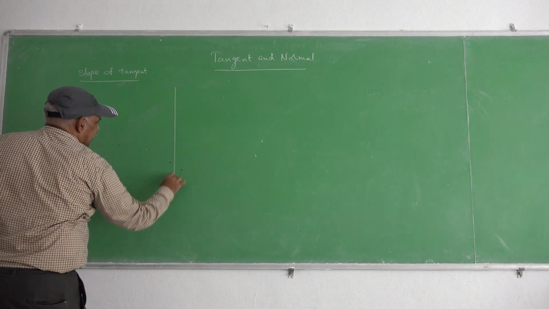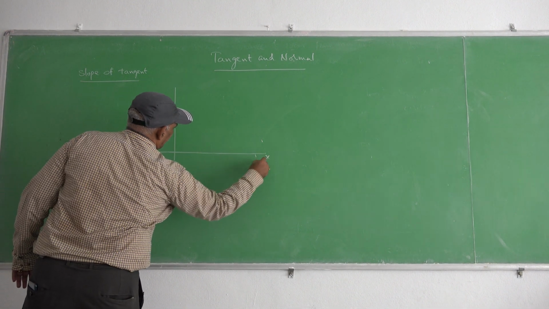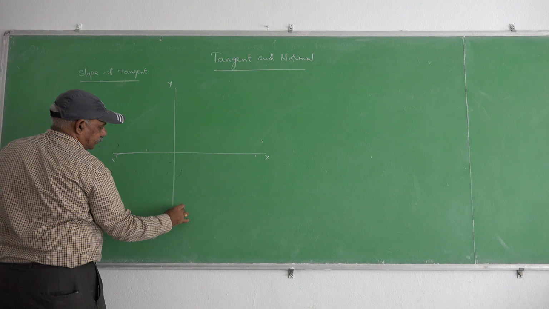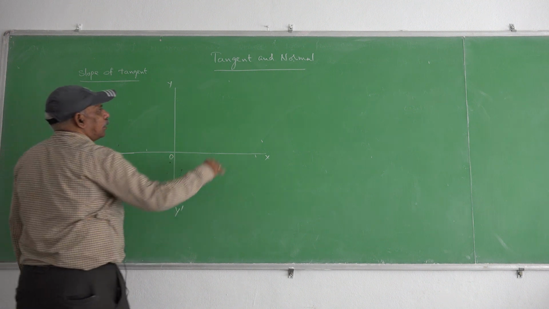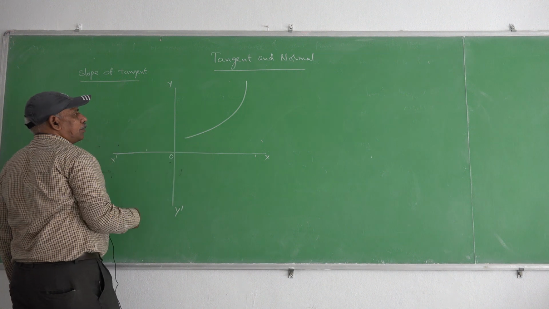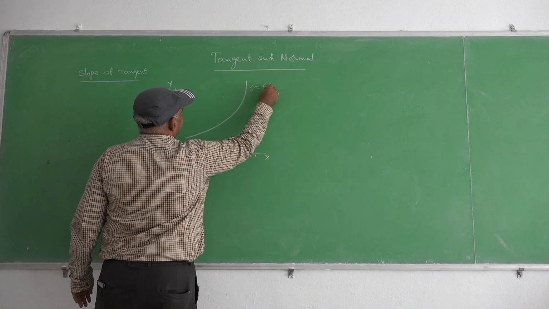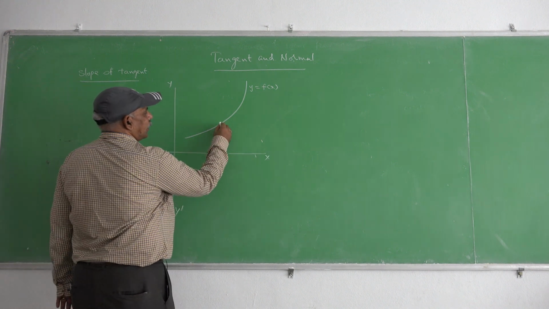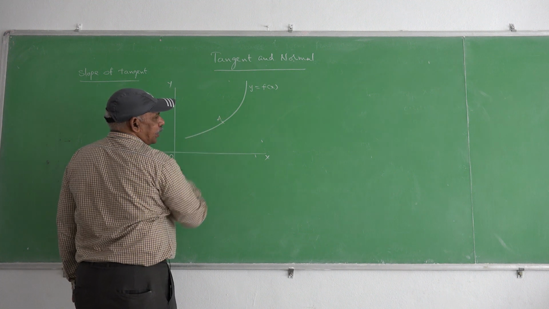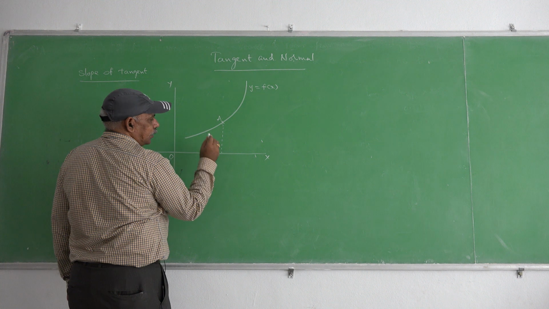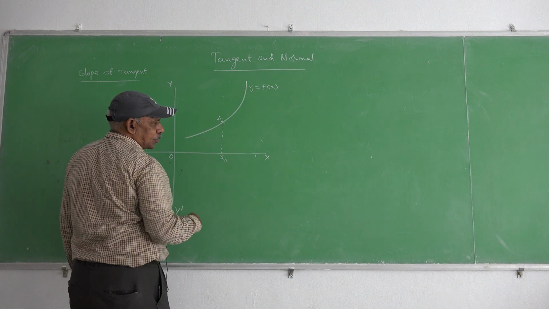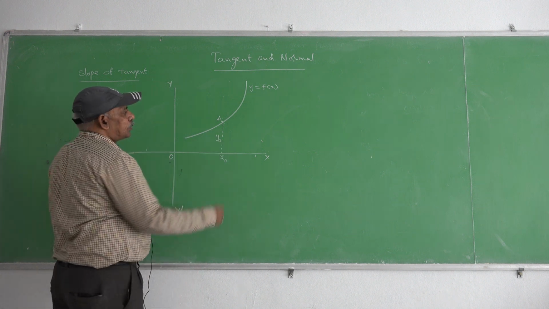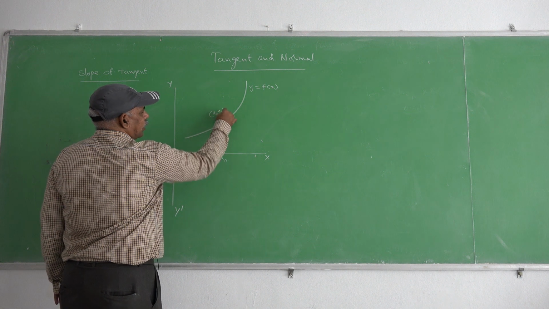For this, let us consider this figure. This is the x-axis, this is the y-axis. Let us consider the curve y equal to f(x). Let A be the point whose x coordinate is x naught and y coordinate is y naught. So, this point is (x naught, y naught).